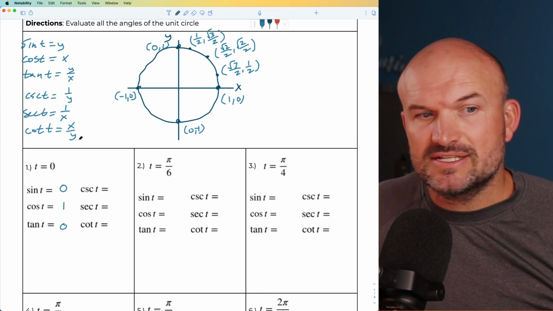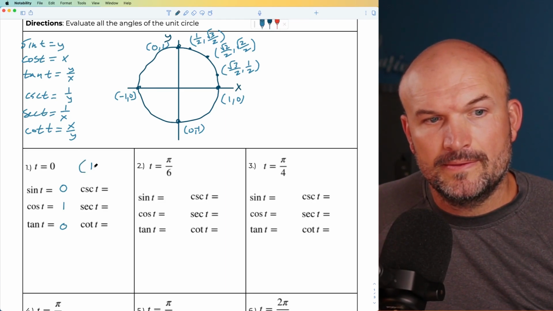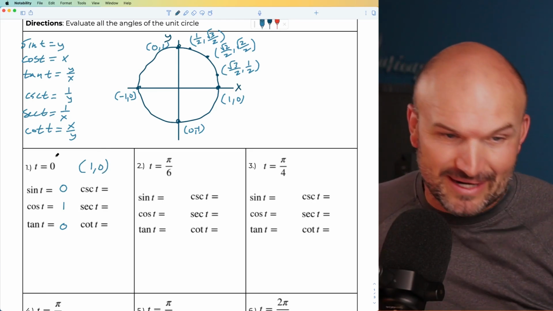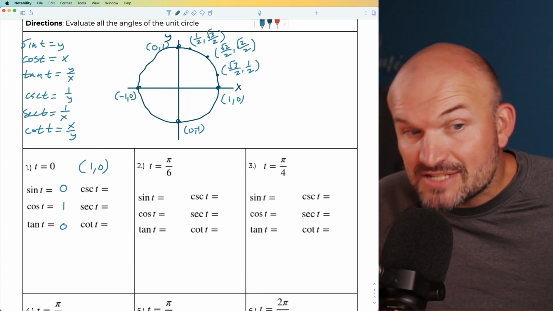And actually, to make this a little bit easier, because I'm going to talk my way through it, I'm going to write the coordinate point right here. Because some of these problems are not going to be as easy as this one. We're going to have to do a little bit of math, so I will show you what to do for those as we get to them.